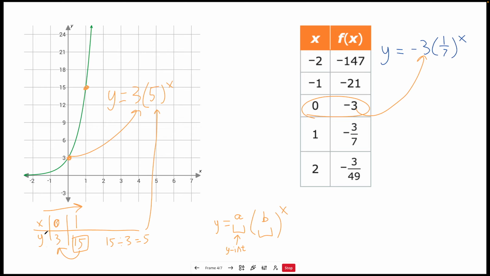For this problem over here, for the table, let's do it in blue so we don't mix up our answers here.